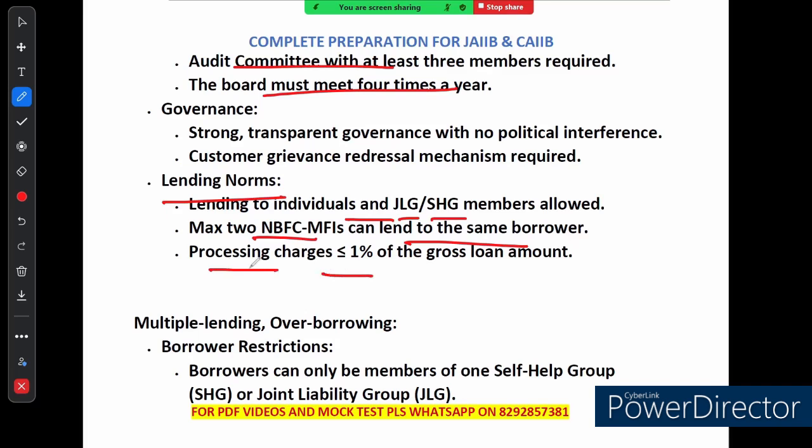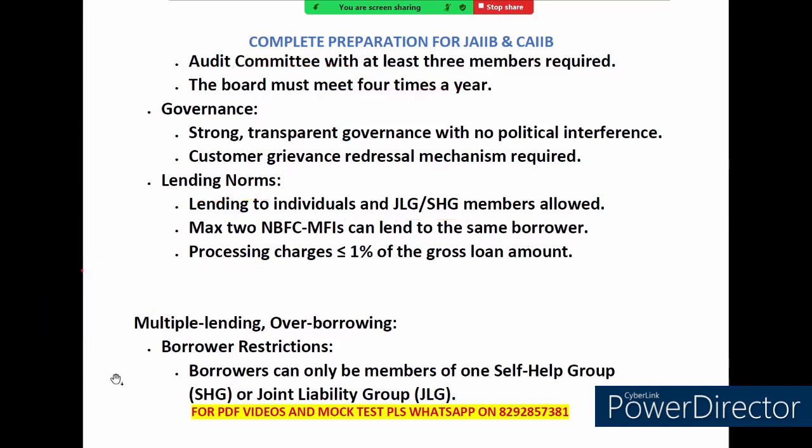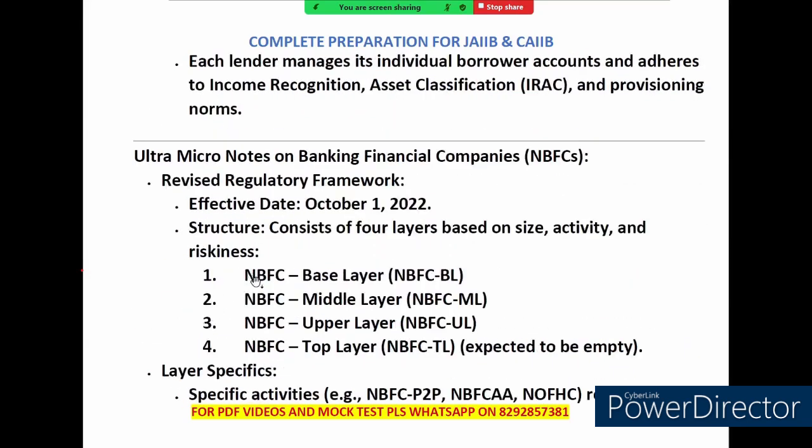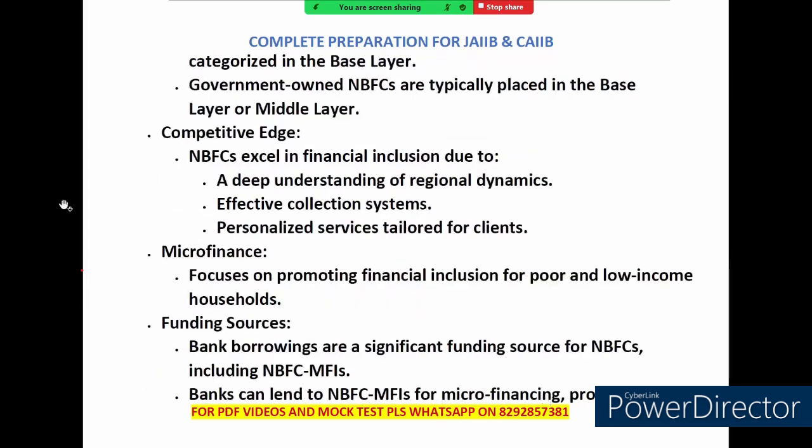Right, now let's talk about some more points like multiple lending and over-borrowing. The new framework divides NBFCs into 4 layers, as you all know, based on how big they are and the type of risk they handle. You can see here, the first is called NBFC base layer, that is BL. This is the smallest and least risky company. Then there is the NBFC middle layer, then the NBFC upper layer, and the NBFC top layer. Some specific types of NBFC like NBFC peer-to-peer lending and NBFC asset aggregator stay in the base layer, and government NBFCs are generally placed in either the base layer or the middle layer.